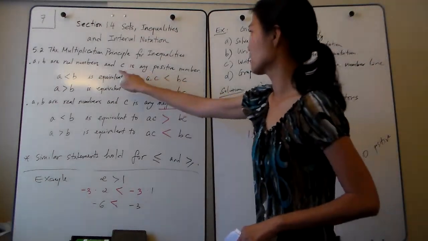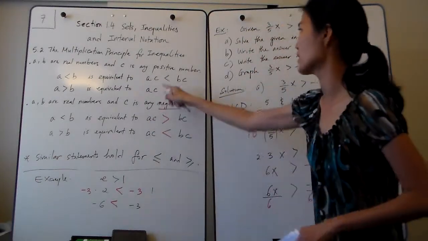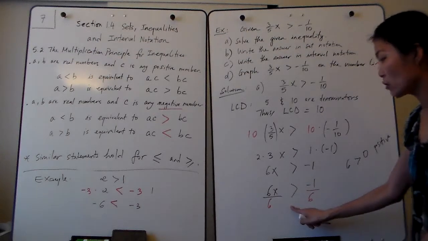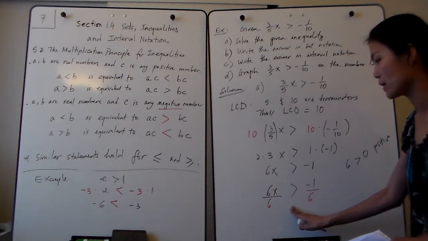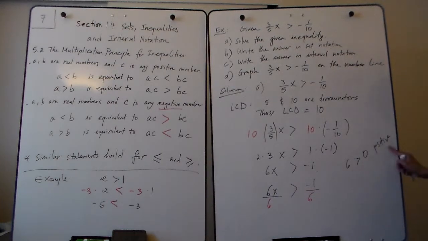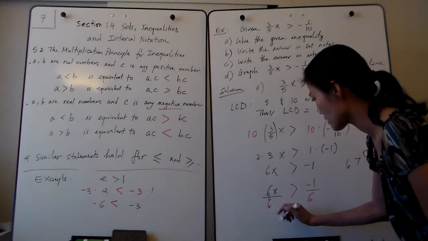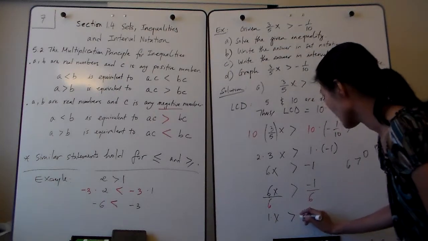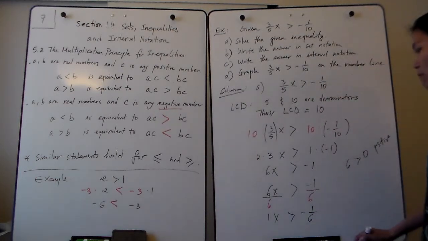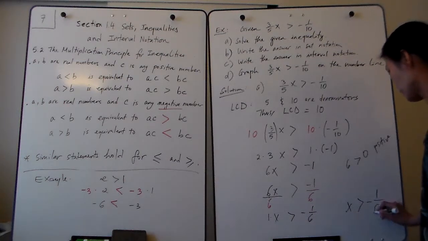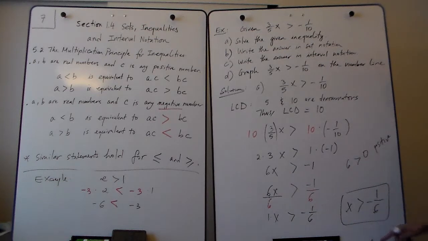For this case right here, the number you divide or multiply is positive. You maintain the original inequality. So I'm not going to reverse it, okay? I may maintain it because the number that I use to divide is positive. So simplify, we have 6 divided by 6 is 1. So 1 times x greater than negative 1/6. Simplify further, we have x greater than negative 1/6. Okay? So the answer is x greater than negative 1/6.